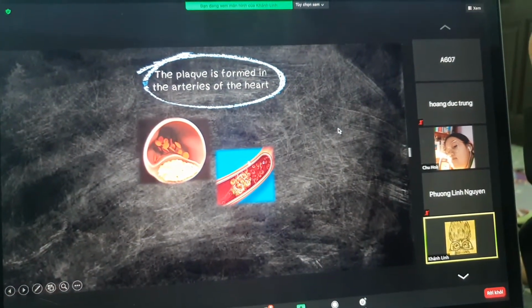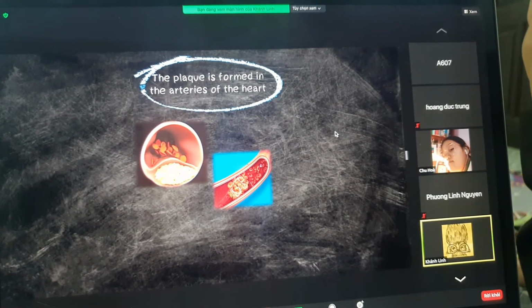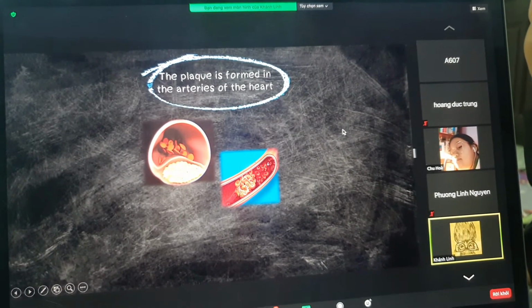Okay, as you get older, cholesterol can collect in your arteries and form a cholesterol plaque. This is plaque, okay?